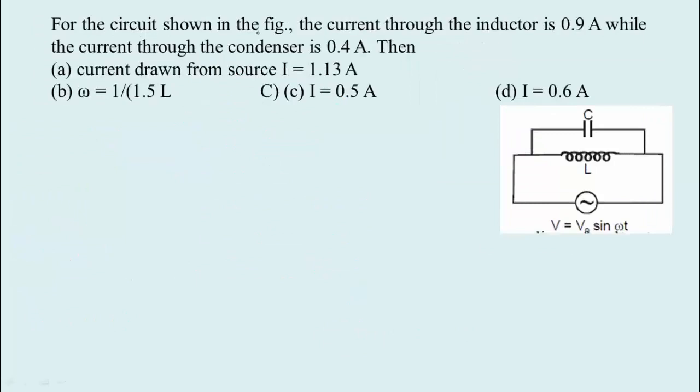For the circuit shown in the figure, the current through the inductor is 0.9 ampere while the current through the condenser is 0.4 ampere.